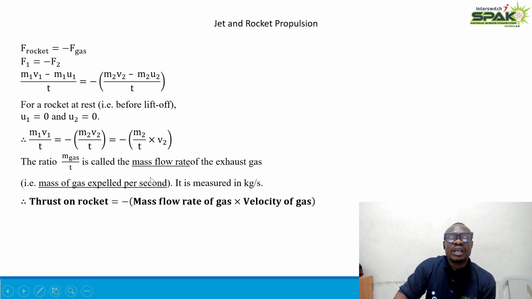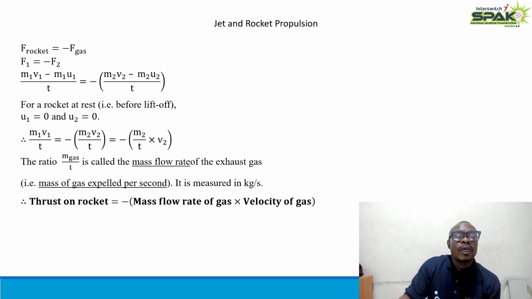So the thrust on a rocket is given as the mass flow rate of the gas times the velocity of the gas. But if you are given the mass and the time, just key in the value of the mass over the time, times the velocity. Or if you are given the mass flow rate, just quickly substitute the mass flow rate times the velocity of the gas to get the thrust on the rocket.